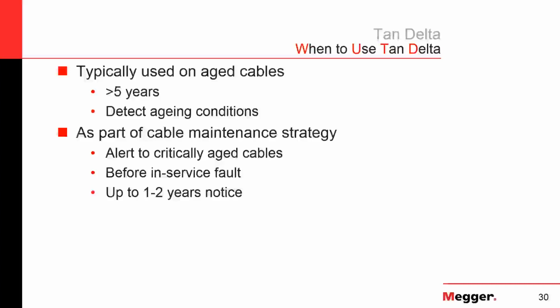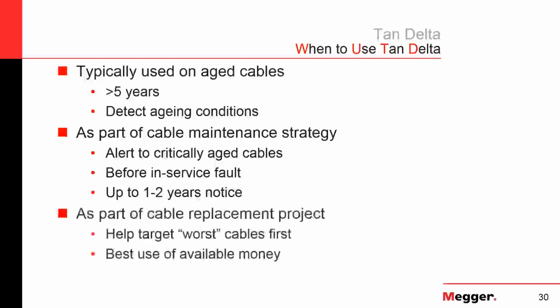One of the more common uses I see for tan delta is as part of a cable maintenance strategy. If we use the tan delta consistently and go around through the system and test all our cables on a regular basis, we start to get an alert to critically aged cables. Even a single test, even just the first time we use the tan delta test, can give us an alert to a critically aged cable before it fails in service. Of course, the more often we do this, the more trending data we have, the better we're able to predict things. And if we have that kind of trending data, we may get a year or two notice before that cable fails in service.